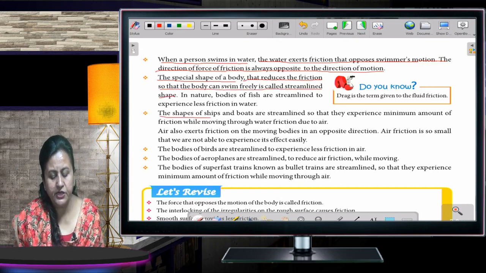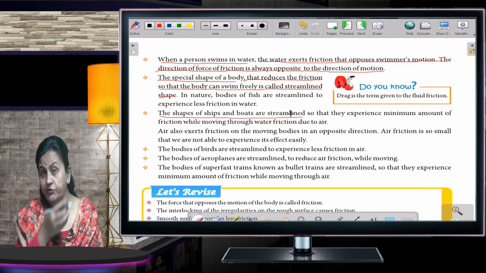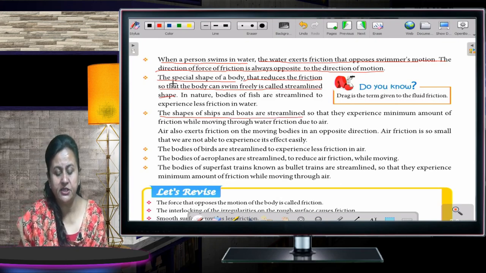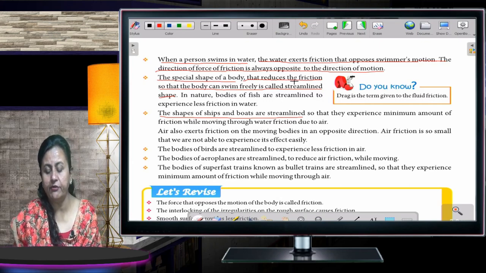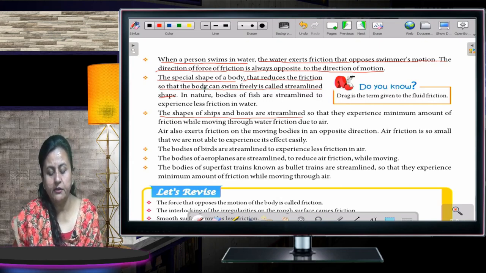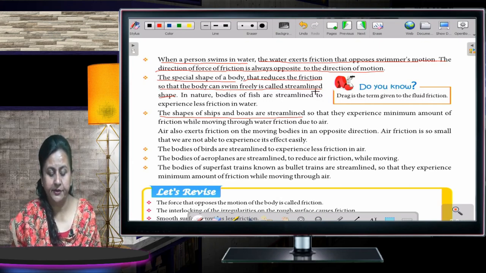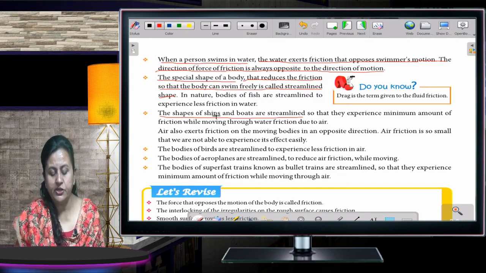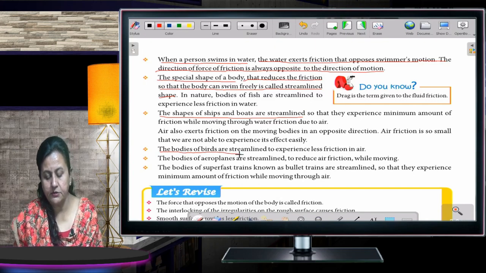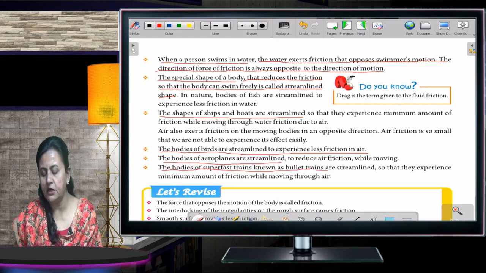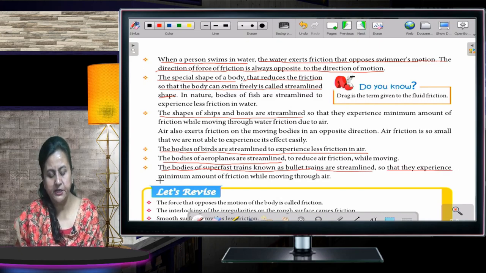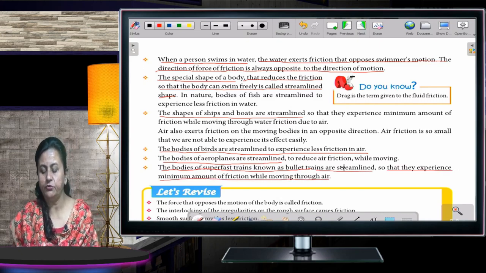The shapes of ships and boats are streamlined. What does streamlined mean? Just now I told you, the special shape of a body that reduces the friction so that the body can swim freely is called streamlined. Okay, the shapes of ships and boats are streamlined. The shapes of birds are streamlined to experience less friction in air. The bodies of aeroplanes are also streamlined, and the bodies of super fast trains known as bullet trains are streamlined so that they can experience a minimum amount of friction while moving through the air.